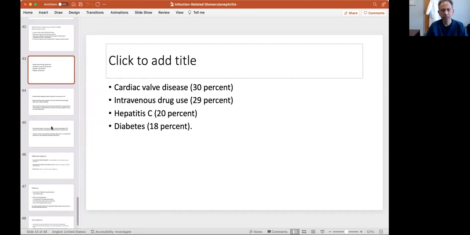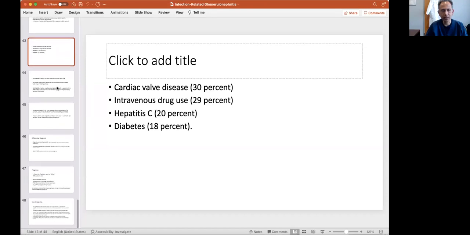So these are typical patients: they have cardiac valve disease, are intravenous drug abusers, or have hepatitis C or diabetes. IV drug abusers, most of the time they have tricuspid or mitral valve endocarditis, and multiple valves are involved, and many have subacute endocarditis, and so they can present with a diagnostic dilemma because of many unexpected serologies. Next slide.